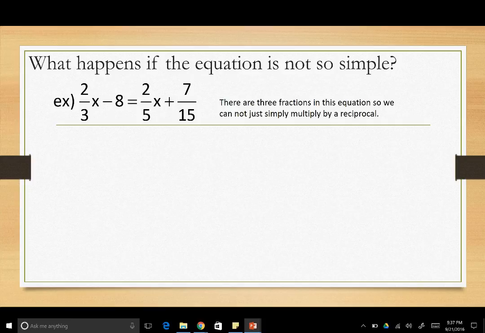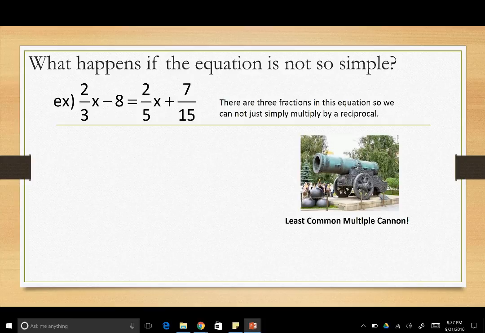That brings us to a fun analogy about how we get rid of these fractions, and that is using the least common multiple cannon. If we're going to blow something up, we've got to bring out some heavy artillery to do the job, and that's our least common multiple cannon. As the name implies, the least common multiple cannon uses the least common multiple of the denominators, and that's what we're going to focus on, because that's what we're trying to get rid of.